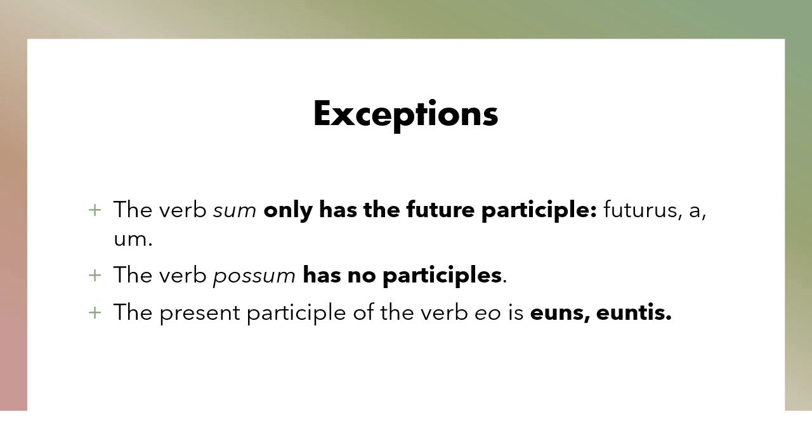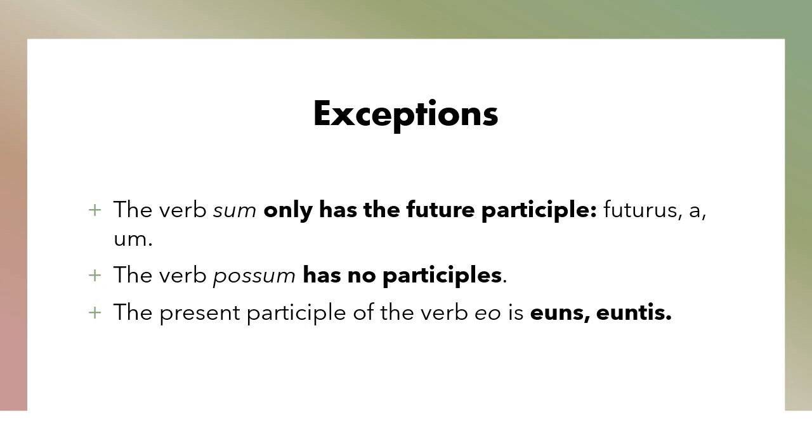So, just some final remarks on some exceptions. The verb sum only has the future participle: futurus, futura, futurum. It doesn't have either the present or the perfect participle, because as you know, sum is a defective verb, so it lacks some forms. The verb possum has no participles, so you will never find the participle of to be able to.